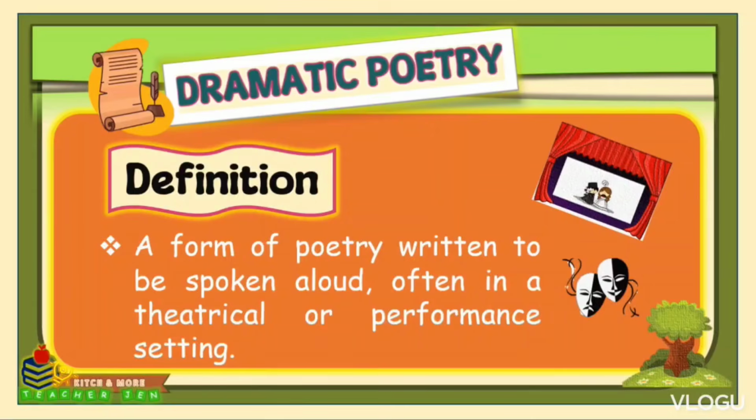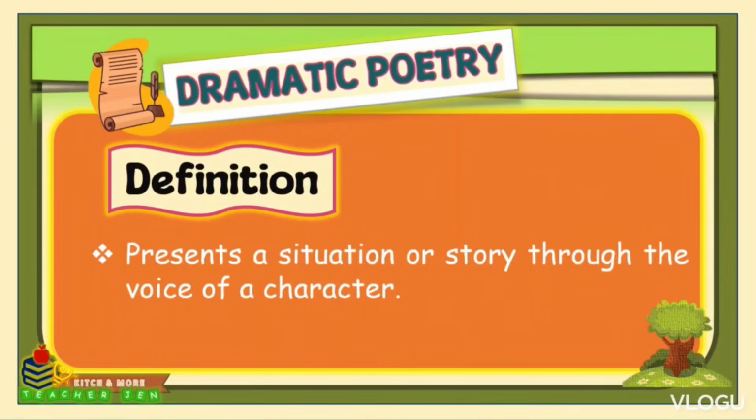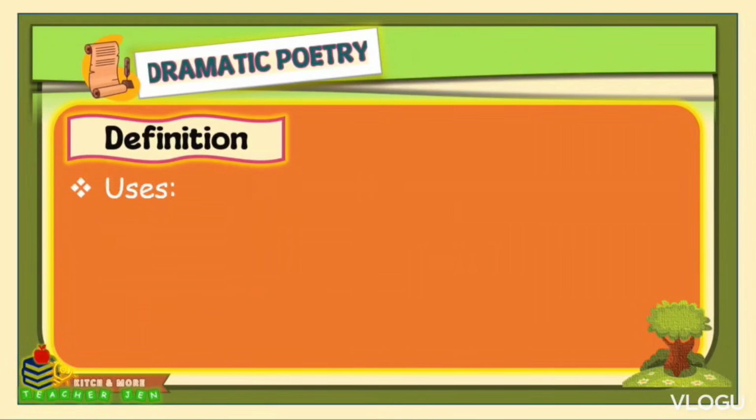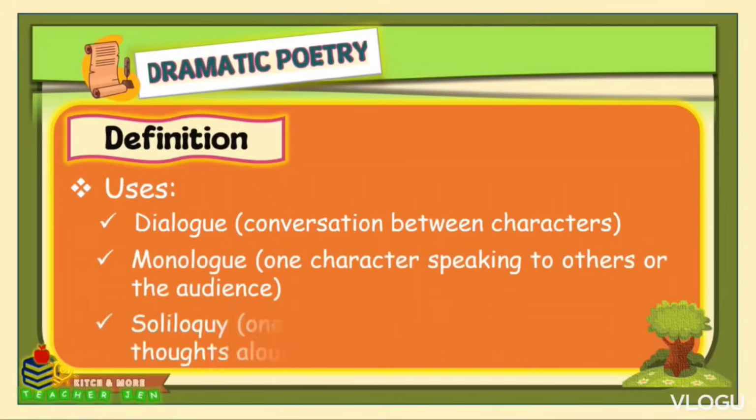part of the moment. Dramatic poetry presents a situation or story through the voice of a character. Instead of the poet speaking directly, dramatic poetry puts the spotlight on a character who tells the story or reacts to a situation. It's like stepping into someone else's shoes and experiencing their struggles, dreams, or dilemmas firsthand through their words. Dramatic poetry uses dialogue, monologue, and soliloquy.